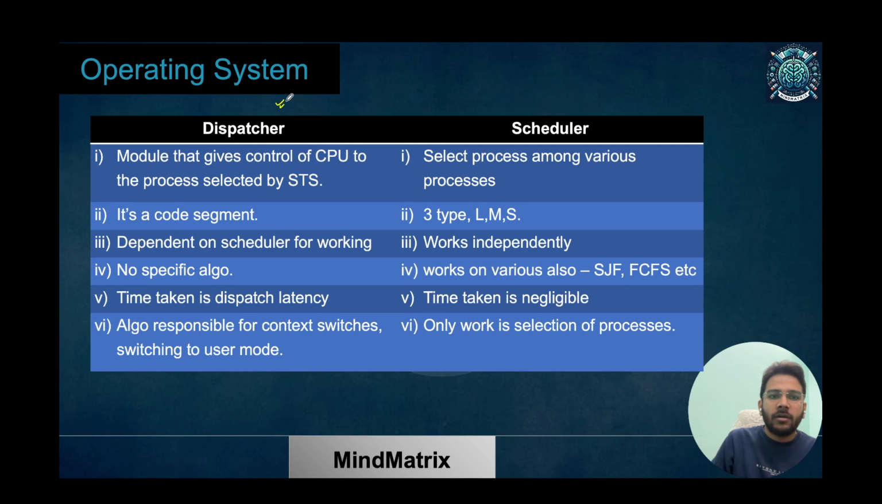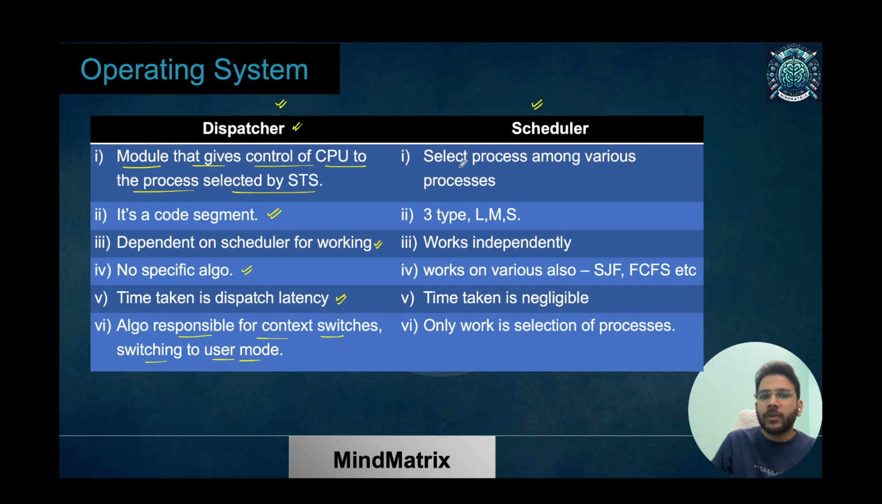If you summarize the dispatcher and scheduler, basically a dispatcher is a module that gives control of the CPU to the processes selected by the short-term scheduler. It is a code segment and it is dependent on the scheduler for working. There is no specific algorithm for that. Time taken is dispatch latency. Whatever time is taken by the dispatcher, we call it dispatch latency. The algorithm responsible for context switches, switching to user mode, is being done by the dispatcher.